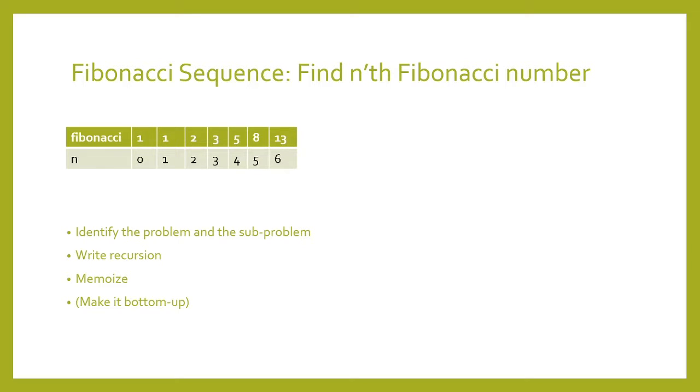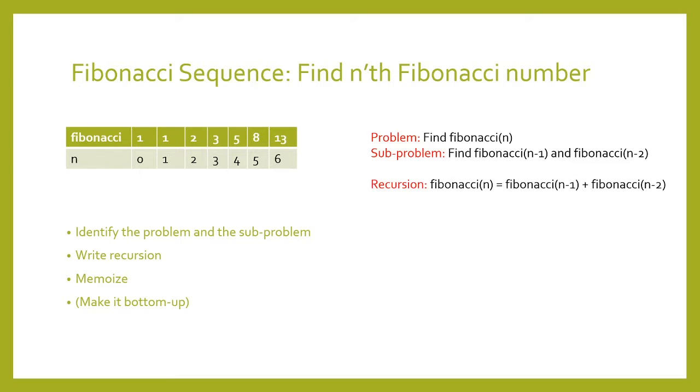Now let's try to come up with the solution with the steps I had mentioned before. The problem is clearly to find Fibonacci of n. The subproblem is to find the same for n minus 1 and n minus 2. Now how do we choose the subproblem? We should choose something that can participate in a recursive relation to form the original problem. In this case, if you add Fibonacci of n minus 1 and Fibonacci of n minus 2, you get Fibonacci of n. So this looks like a good recursion.